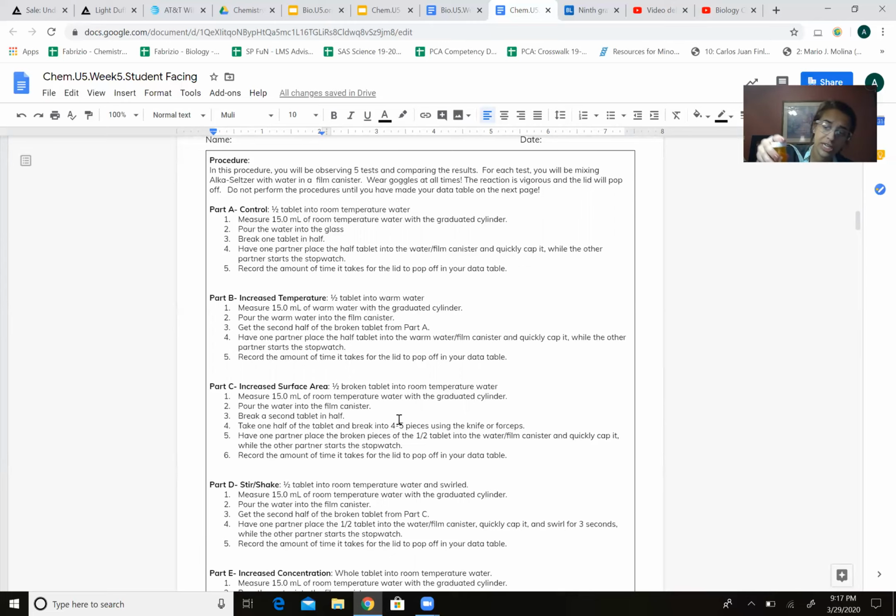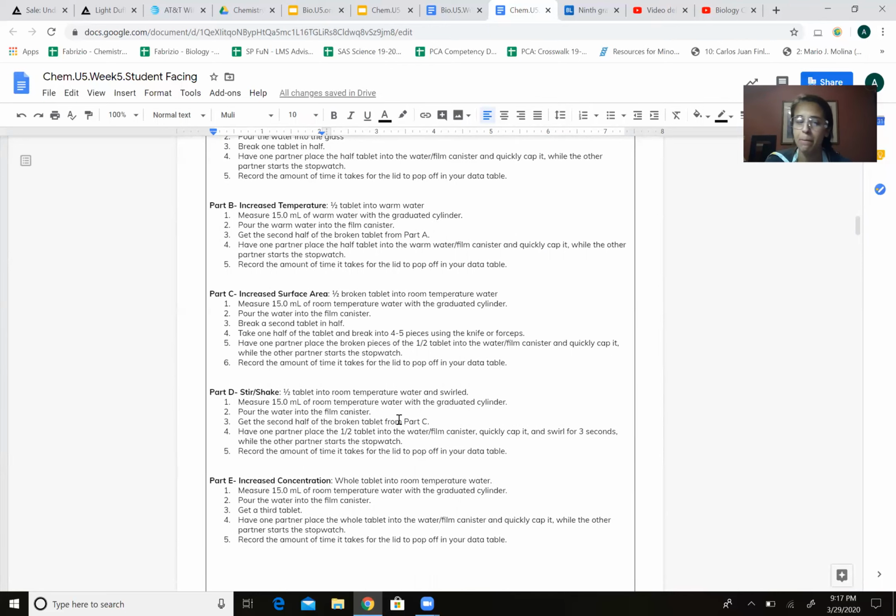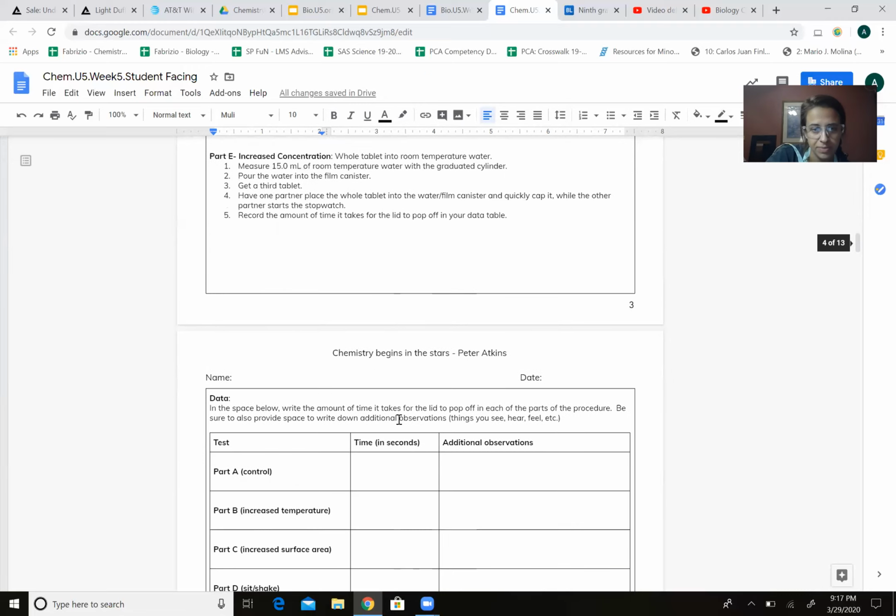We're going to stir and shake. So I'll shake up the little film canister to see if that has an effect, and then increase concentration. So we're going to put more of the tablet in. So we're using half the tablet for every other test except part E. And then for part E, we'll use an entire tablet to see if that changes our rate.